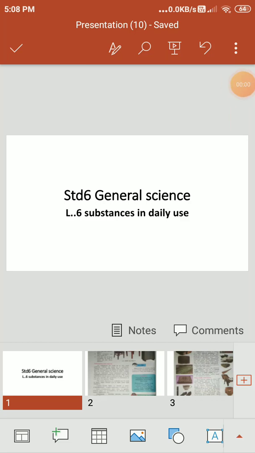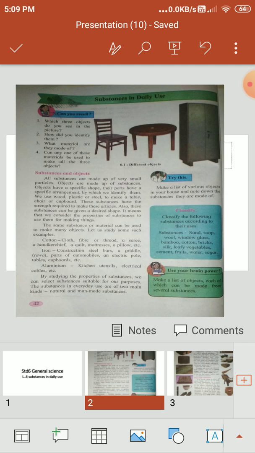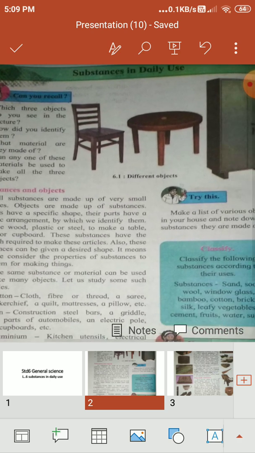Good morning, students. Let's start our lesson number 6, the last lesson of our first semester syllabus, substances in daily use. Now, take out your page number 42, and you have seen that there are many pictures of various household substances. Which three objects do you see in the picture?